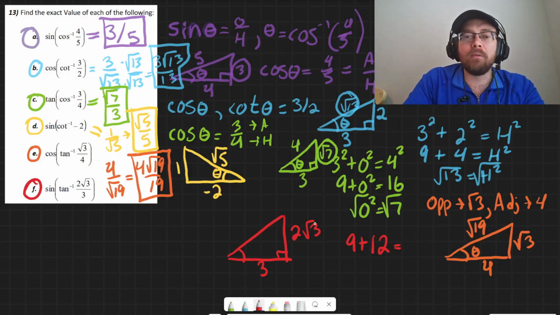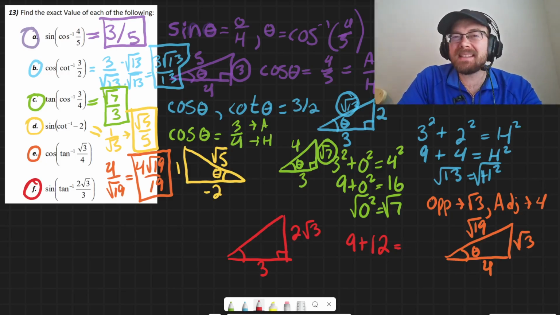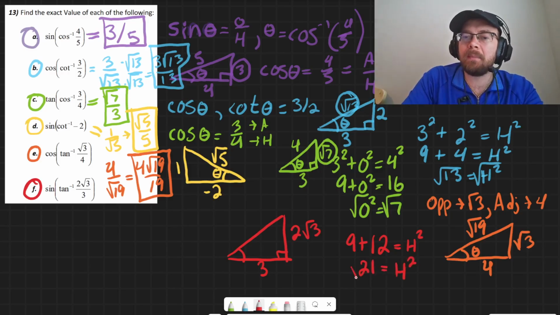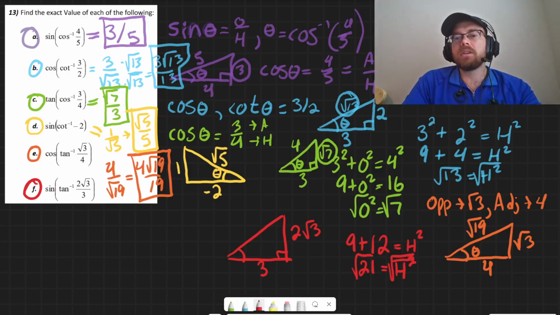You can either view it as being times by itself, or you can distribute the square. You would distribute the square and square the 2, square the square root of 3. And that's going to equal the hypotenuse squared. 9 plus 12 is 21, contrary to the meme. 9 plus 12 is 21. So we get that.